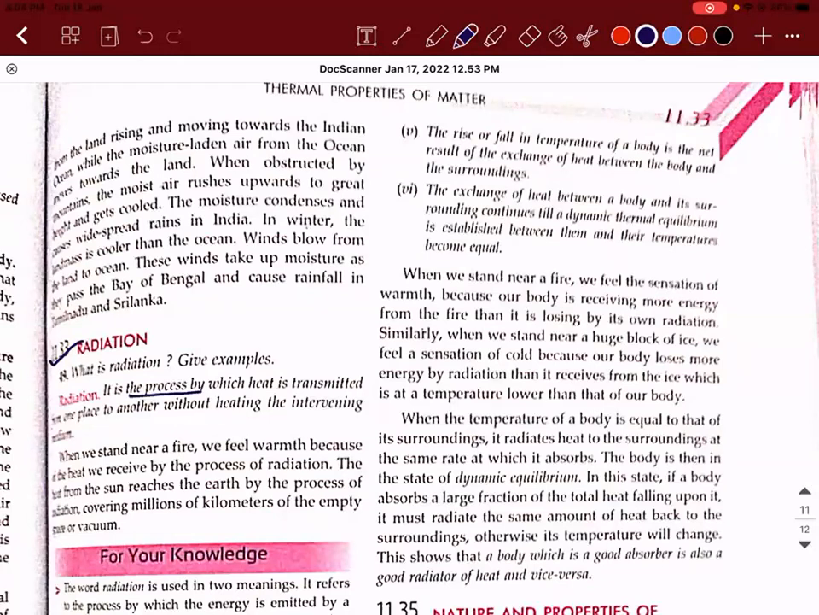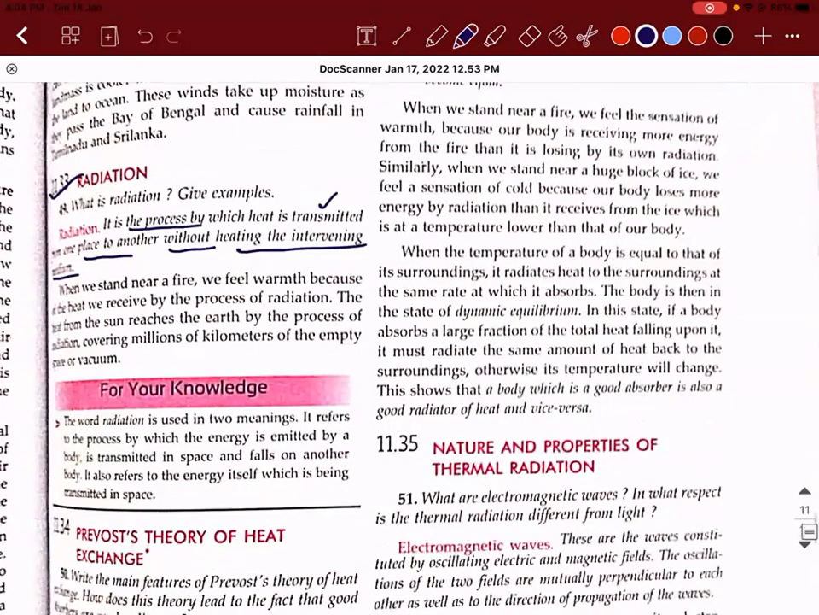Radiation is also a process of heat transfer by which heat is transmitted from one place to another without actually heating the intervening medium. If this kind of process is carried out, then that is what we call radiation. For example, the sun's rays that are coming here are not going to heat the intervening medium. The radiations get transmitted from one place to another.